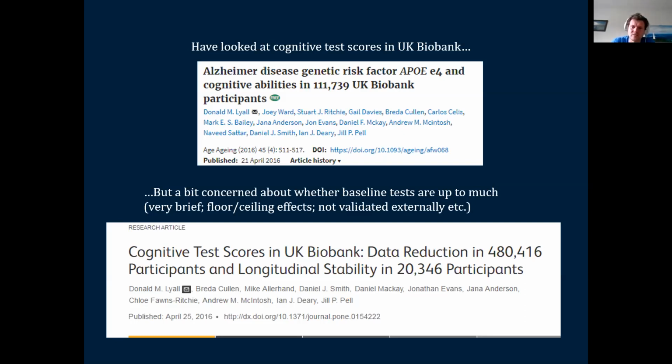So we'd looked at that before, but we were a wee bit concerned about some of the tests being very, very brief. Some of them have a very narrow distribution. There's a degree of floor or ceiling effect, where there's one test where not very few people, but too many people to be appropriate, scored no errors, which isn't really what you want. And also the baseline tests weren't really externally validated versus more traditional tests like you might get in the Wechsler Adult Intelligence Scale.